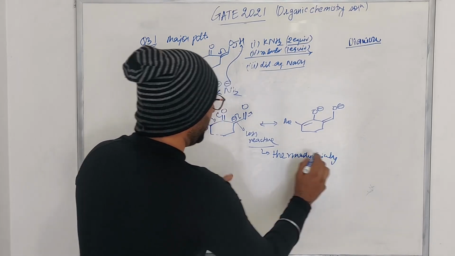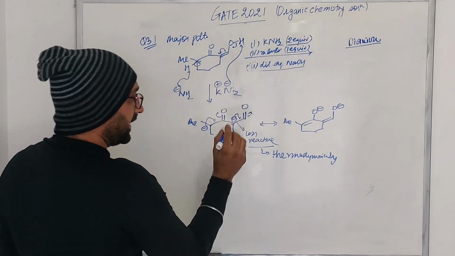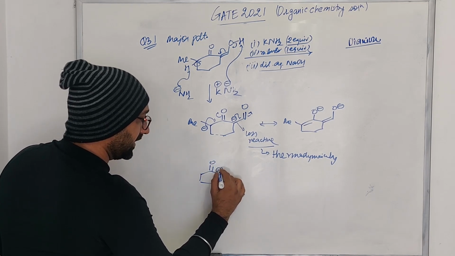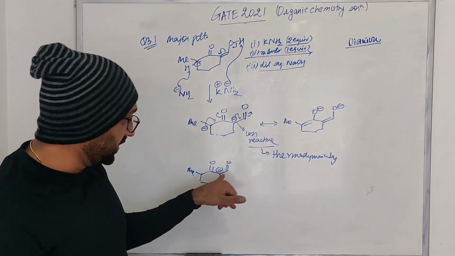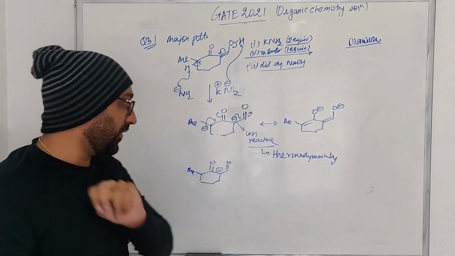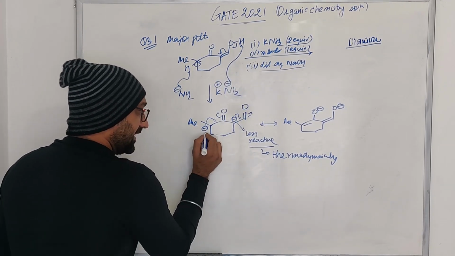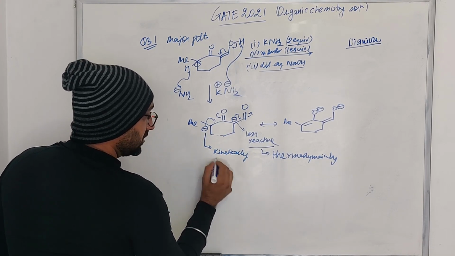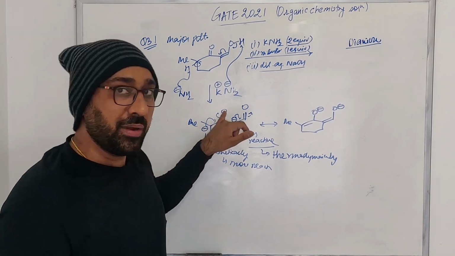Let us suppose, had I used only one equivalent, then only this carbanion would have been generated, and there would have been no carbanion at this particular position because this is thermodynamically more stable. But since we have used two equivalents, we have generated a carbanion at this position and this position as well, and this is going to give the product under the kinetically controlled condition. So this is more reactive. Why is it more reactive? Because it is stabilized only by one carbonyl.